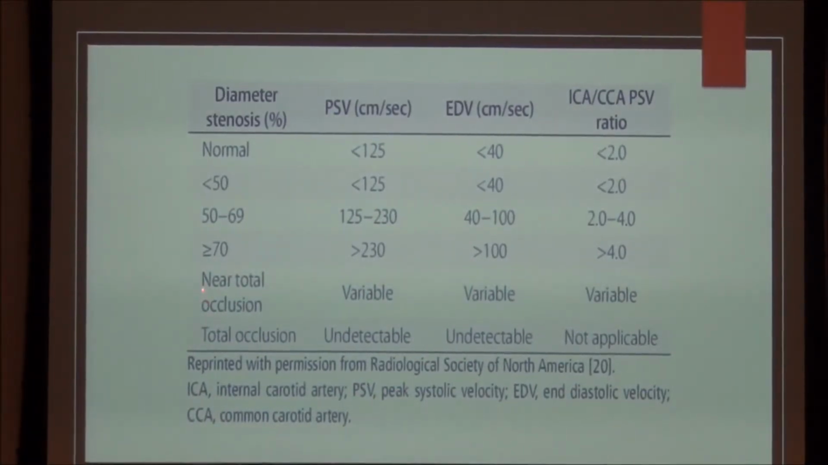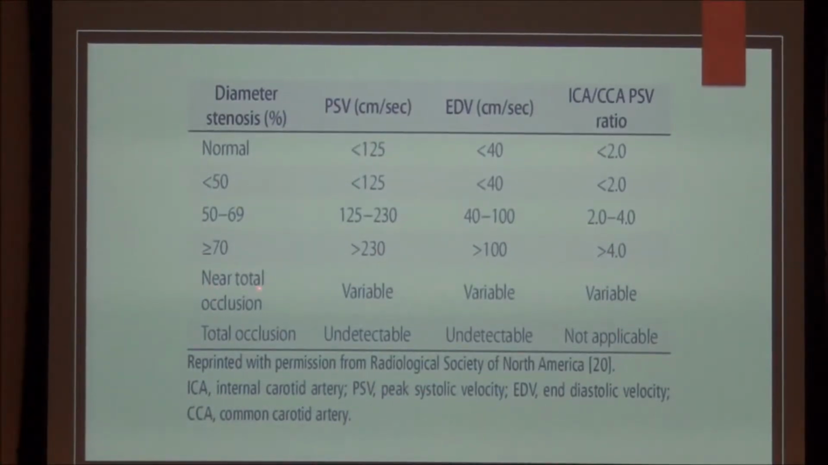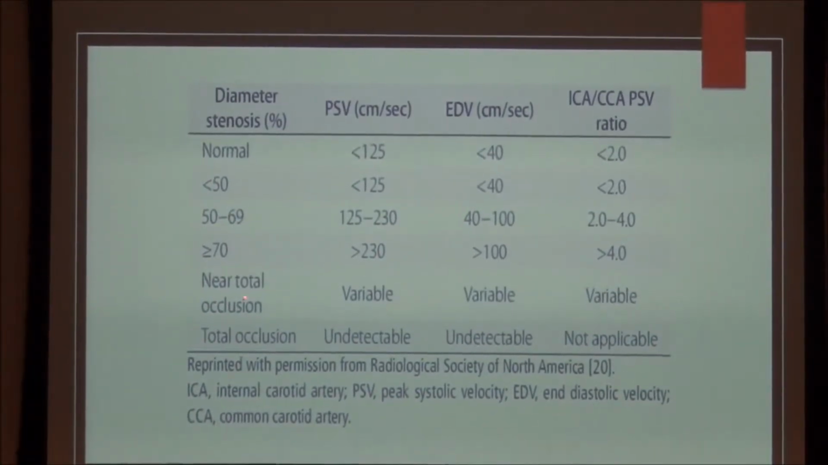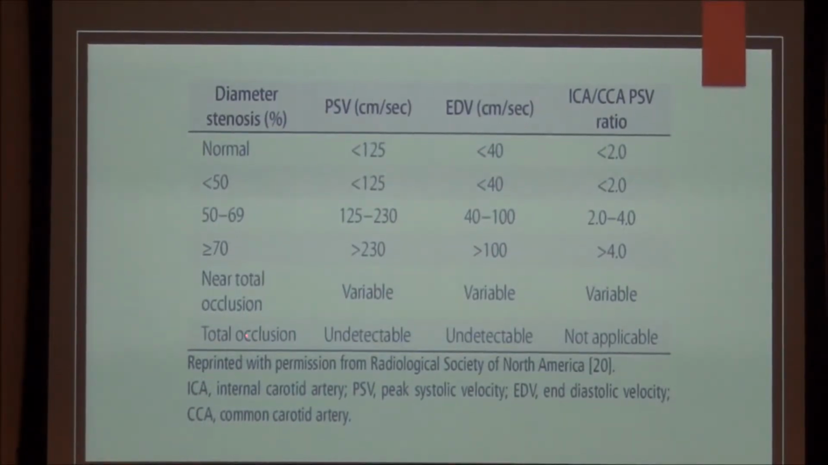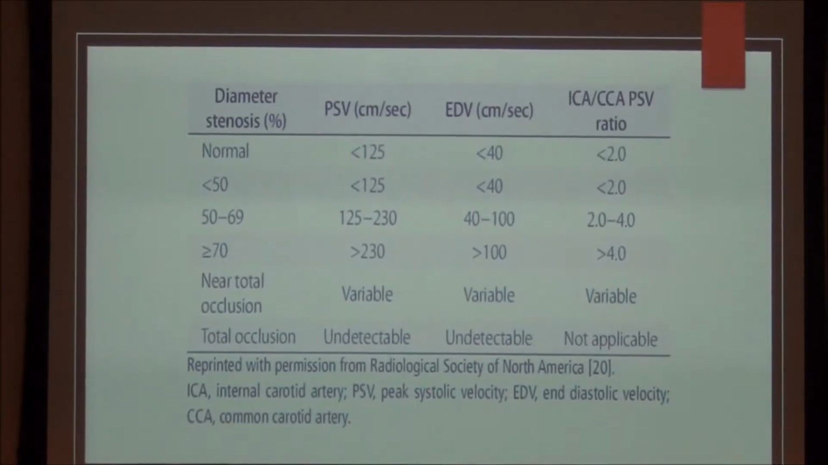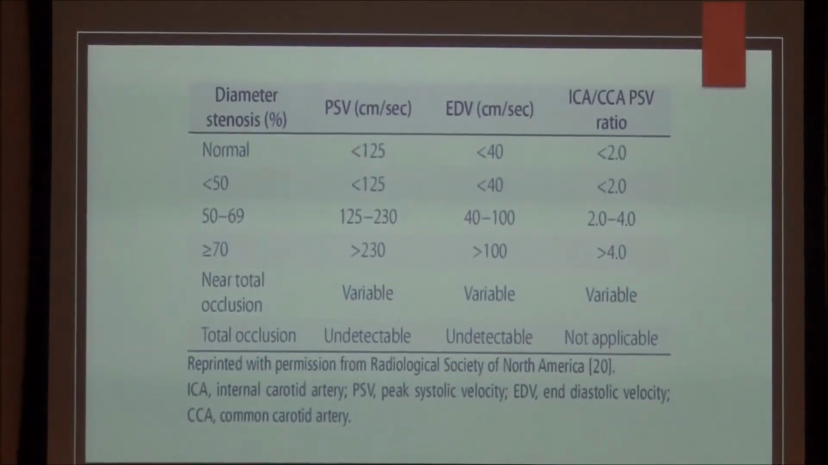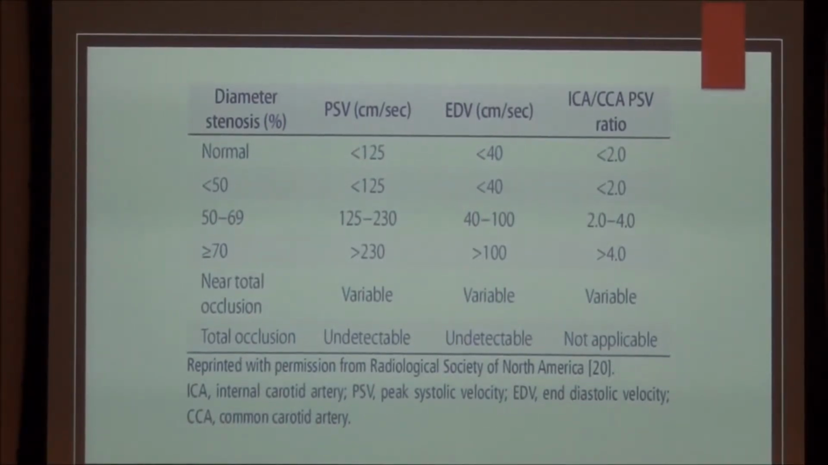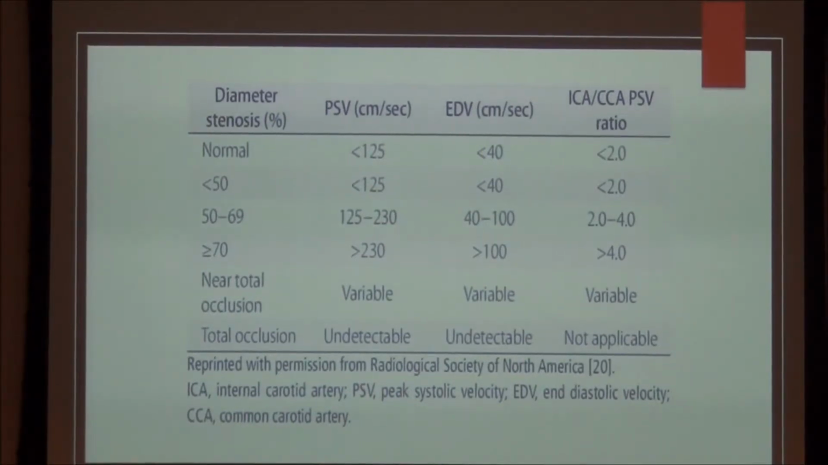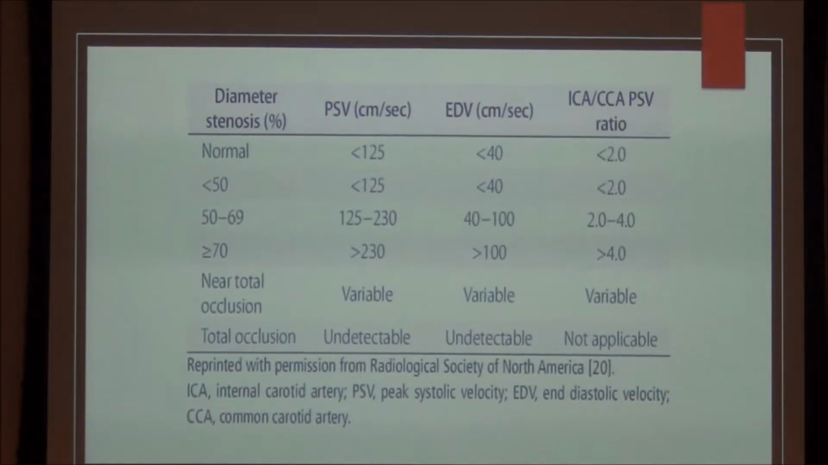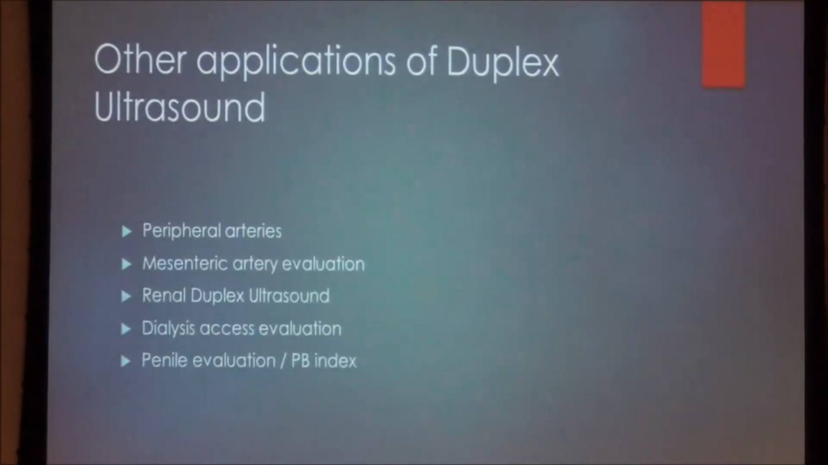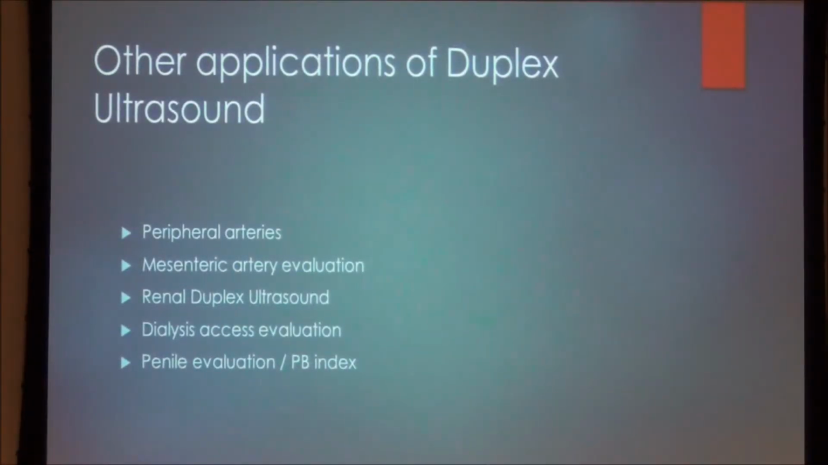And if it becomes near total occlusion, meaning 99%, any of these velocities could be variable. In total occlusion, of course, they are not detectable, and we don't treat those. If a carotid artery is down, we don't do intervention, we don't recanalize them, because there's no benefit of doing that, and you will put them at risk of stroke.